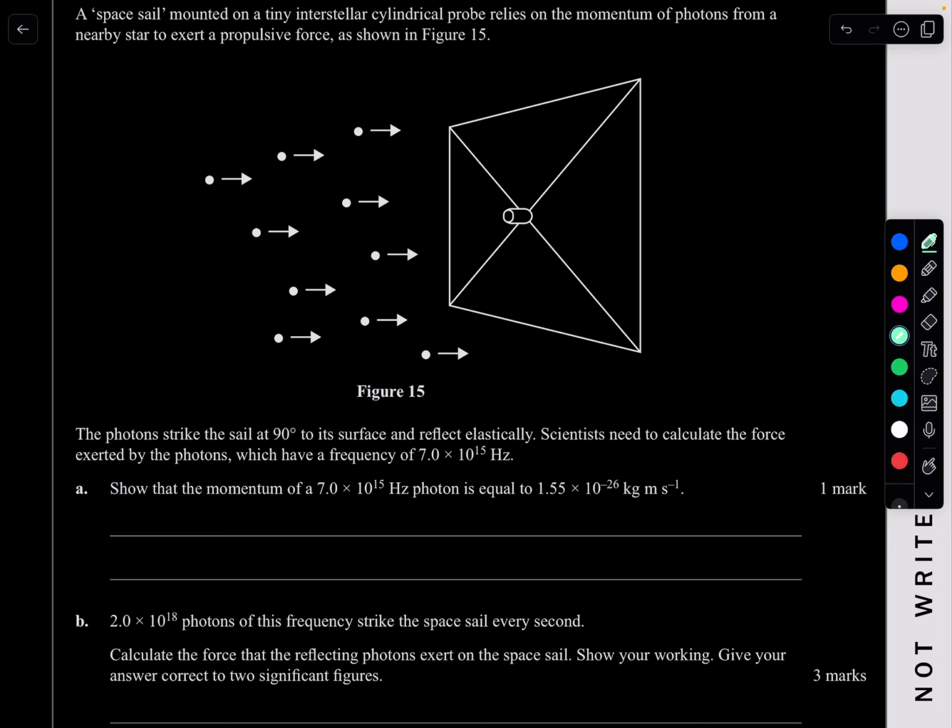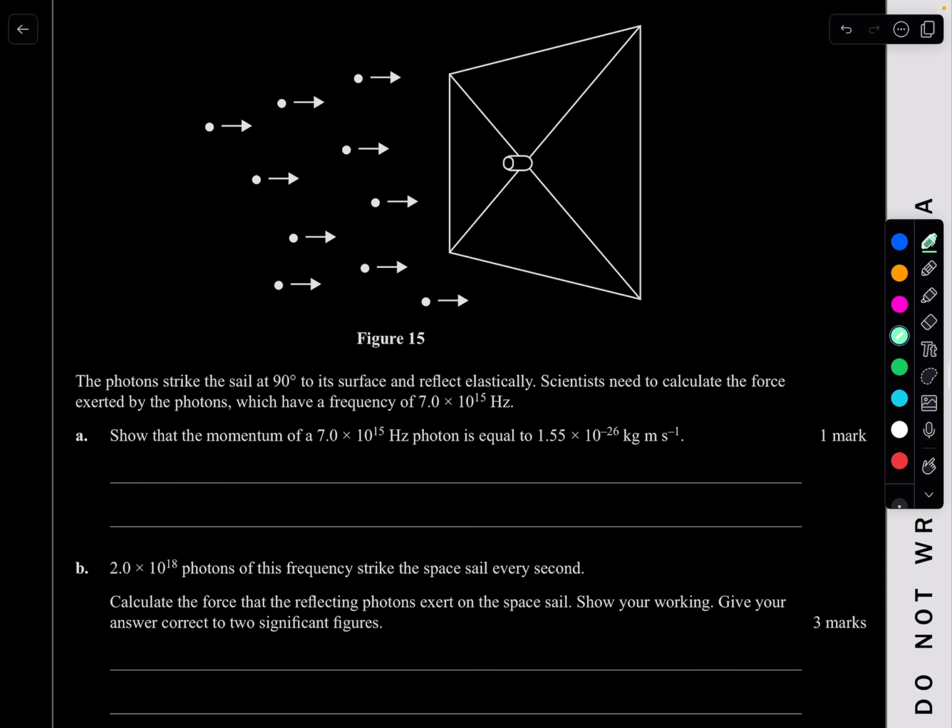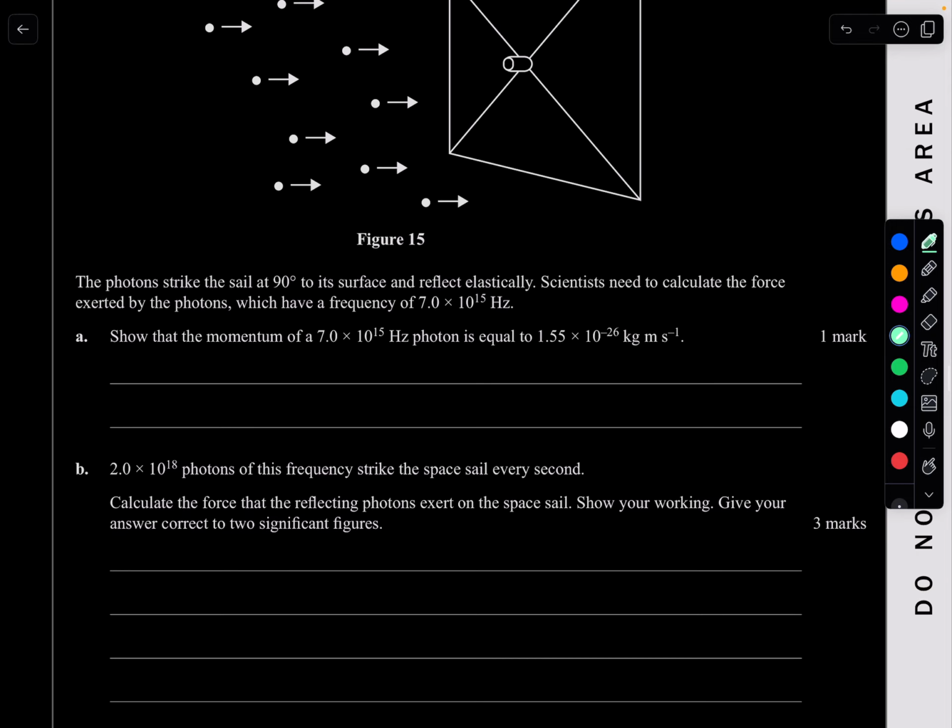Scientists need to calculate the force exerted by the photons, which have a frequency of this. Show that the momentum of the 7 times 10 to the 15 photons is equal to that. So we want the momentum. Let's look at a formula for momentum. We have the frequency and we want to find the momentum of these photons. All right. So frequency. Beautiful. I know that momentum, looking at my formula sheet, is hf over c.